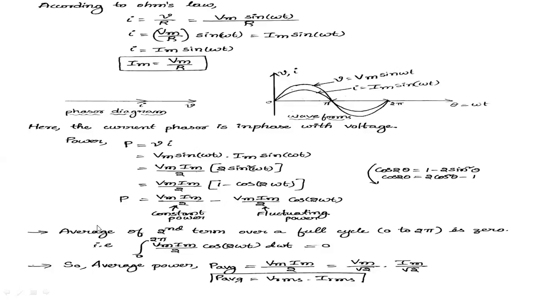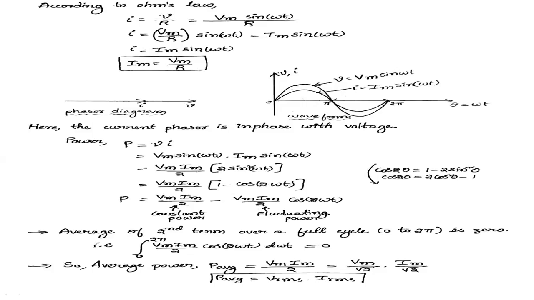Then I want to find the average of the second term over a full cycle. What is a full cycle? The total time period, 0 to 2 pi. I need to calculate from 0 to 2 pi to find the average power. The average over 0 to 2 pi is 0.